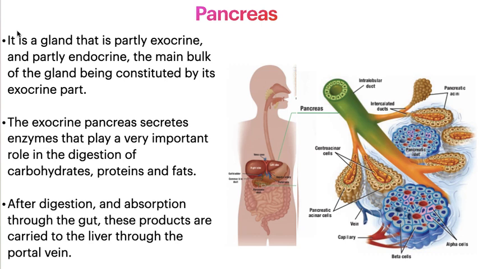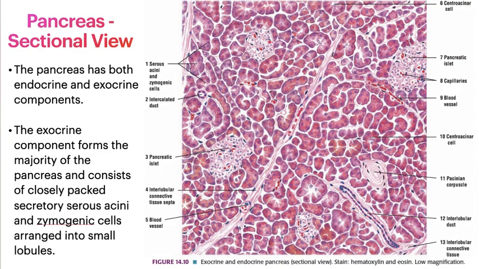Now, this gland is partly exocrine and partly endocrine, the main bulk of the gland being constituted by its exocrine part. Exocrine means that it contains a ductal system. The absence of a ductal system is seen in endocrine glands, where secretions are poured directly into the blood. The exocrine pancreas secretes very important enzymes playing an important role in the digestion of carbohydrates, proteins and fats, after which these products are carried to the liver through the portal vein.